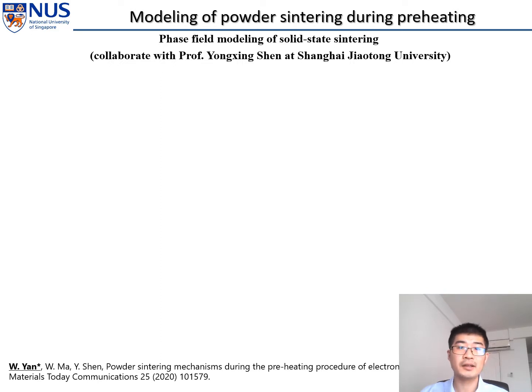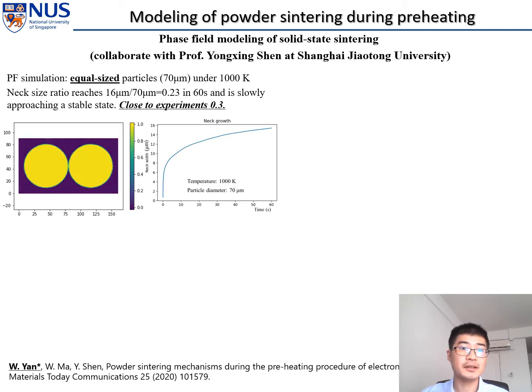To investigate the solid state sintering, we developed a phase field model in collaboration with Professor Yongxing Shen's group at Shanghai Jiao Tong University in China. First, we investigate the sintering between two equal-sized particles at a constant temperature. Now we can see the neck size ratio reaches about 0.23 in 6 seconds, and is slowly approaching a stable state. And in experiments, the stable state is around 0.3. And we can see this is a good agreement.